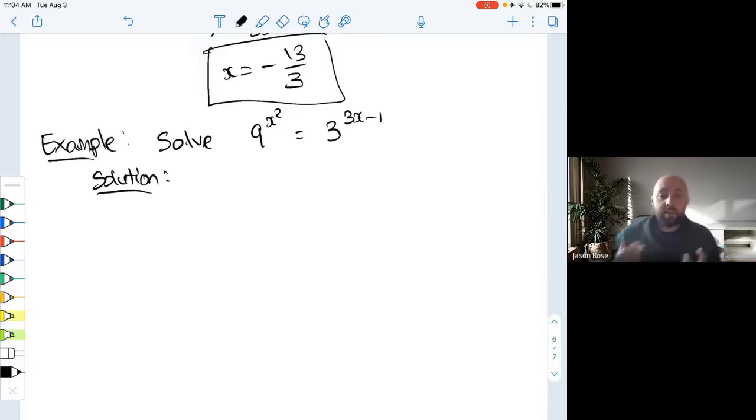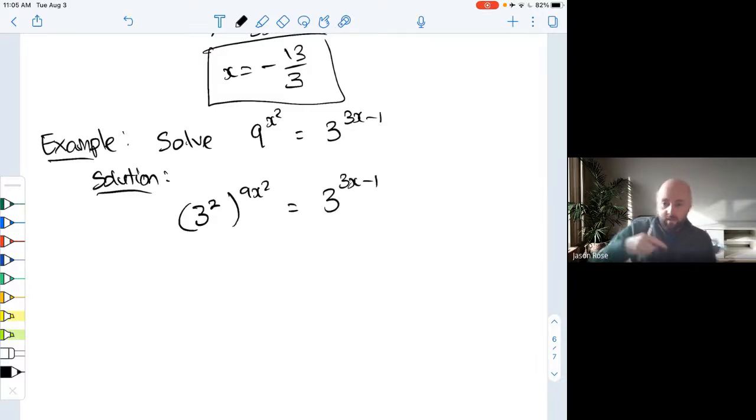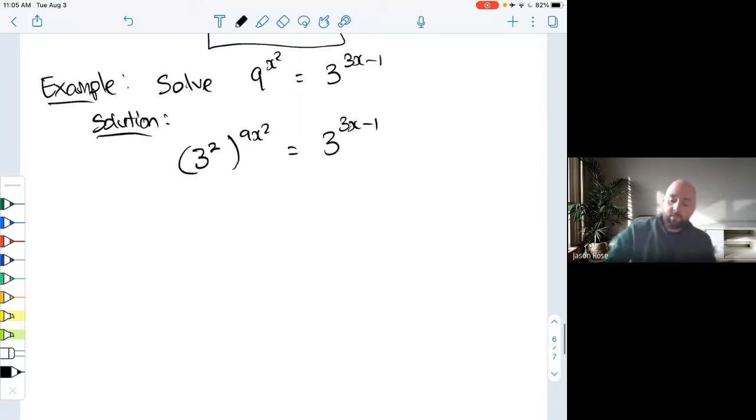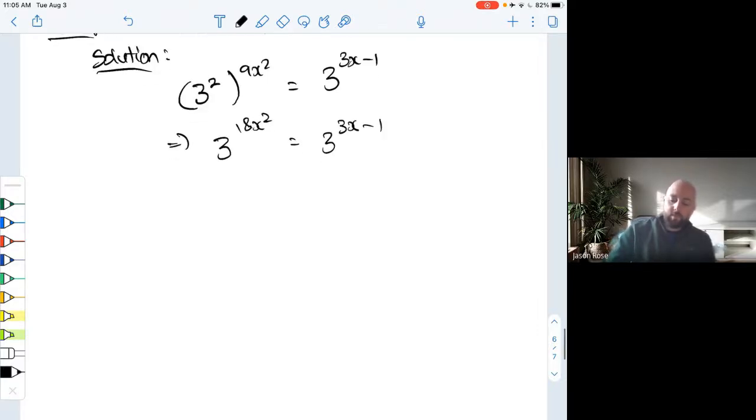Okay, so again, I'm looking at those two bases thinking I'd like to do something a little bit similar to what I did before, but the bases need to be the same. So this time I'm thinking base 3 looks nice, because then I will have a 3 as the base on the right, and I can just leave this 3 over here on the left. So again, you have to multiply those powers. It's going to be 3 to the power of 18x squared is equal to 3 to the power of 3x minus 1, meaning that 18x squared is equal to 3x minus 1, and now we need to solve a quadratic equation.